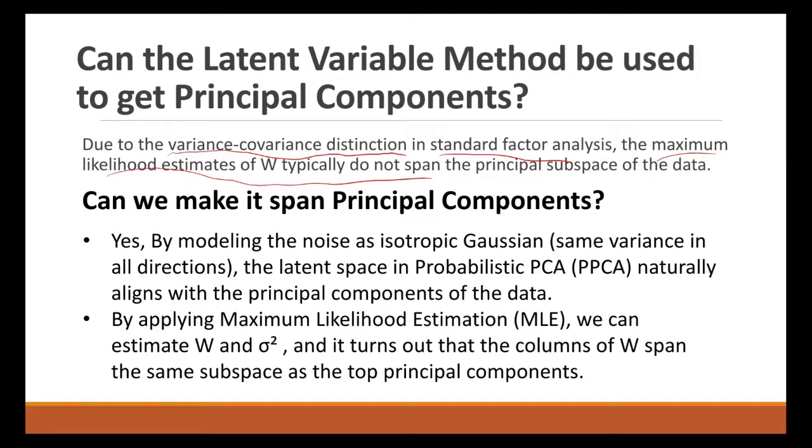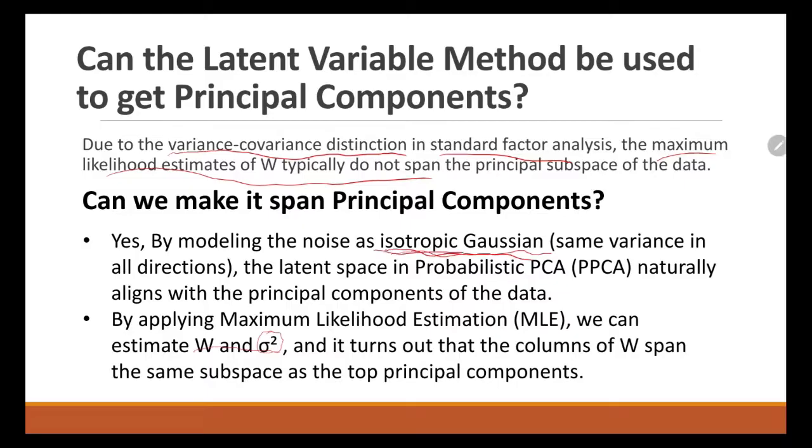Yes. We model the noise as an isotropic Gaussian, that is, the same variance in all directions. Then the latent space in this PPCA naturally aligns, meaning we get the principal components of the data. So we estimate this W and sigma square. Sigma square is the variance of the noise. Since we took an isotropic Gaussian, in every direction we have the same variance sigma square. So we shall see about it in detail in the next slides.